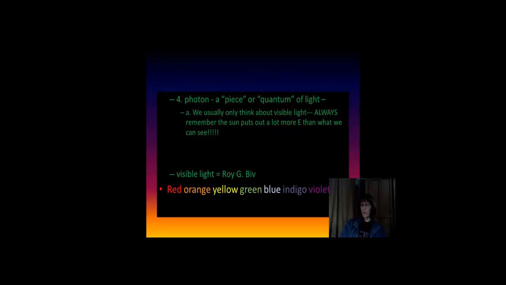All right, number 4 on your notes, a photon. A photon, and if you're a science fiction fan like I am, every time I hear the word or see the word photon, I think, oh, photon torpedoes. But some of you guys fear those things called books, so you don't read much of that.